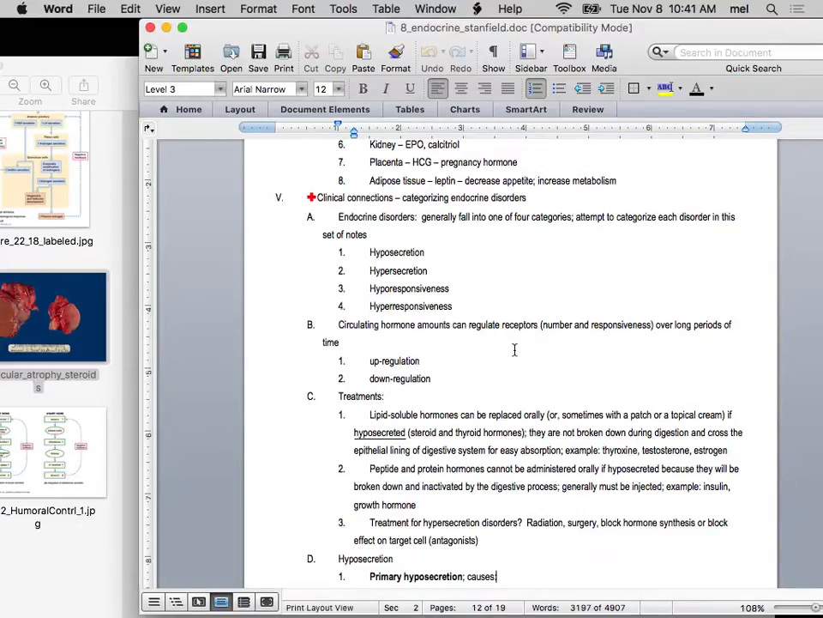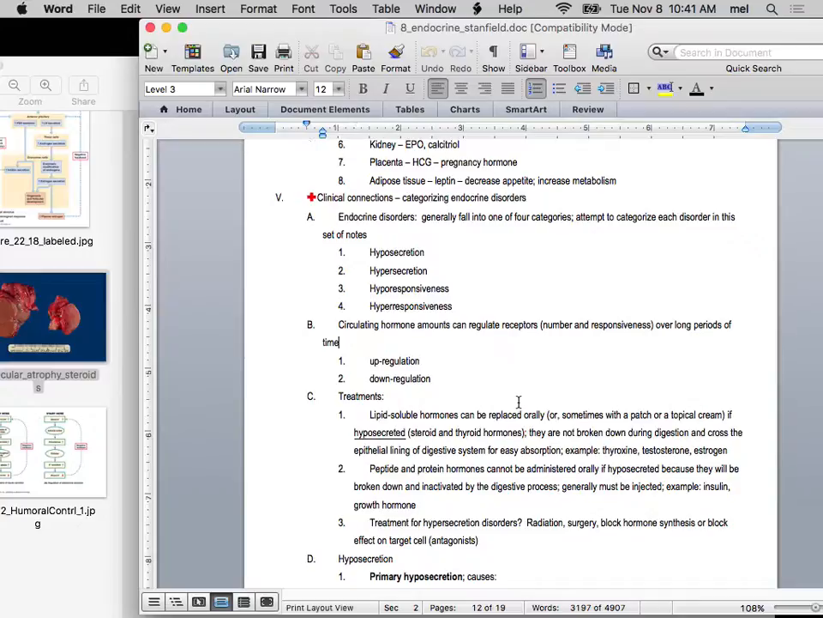Go ahead. Is it always opposite? Like if you have hyposecretion, you have hyperresponsiveness? Probably. I never memorize it. I just think it through every time because I don't know what it does. I just have to tell myself little stories. I don't memorize anything pretty much. So I think that's right. A hyper would cause a hyporesponsiveness, and hypo would cause a hyperresponsiveness. Yeah, I think it's always opposite.